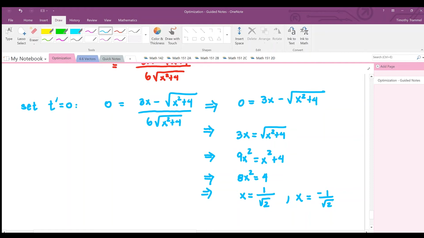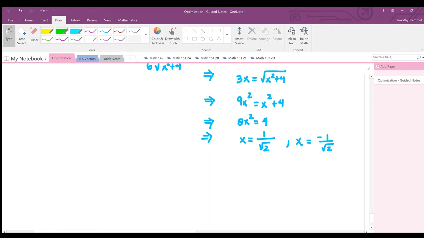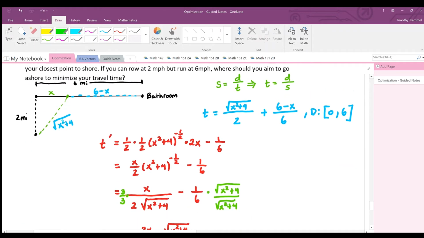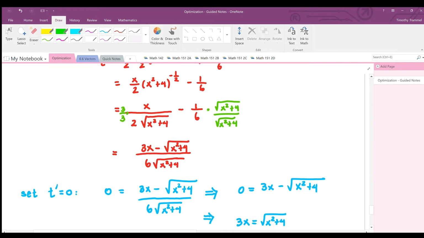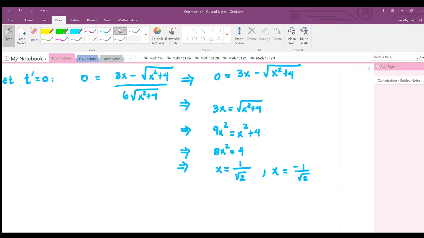Those are our two options here. Now, one of these is actually not in our domain. Let me scoot this back up. Our domain, we said, was 0 to 6. And that negative 1 over the square root of 2 is not in that domain.